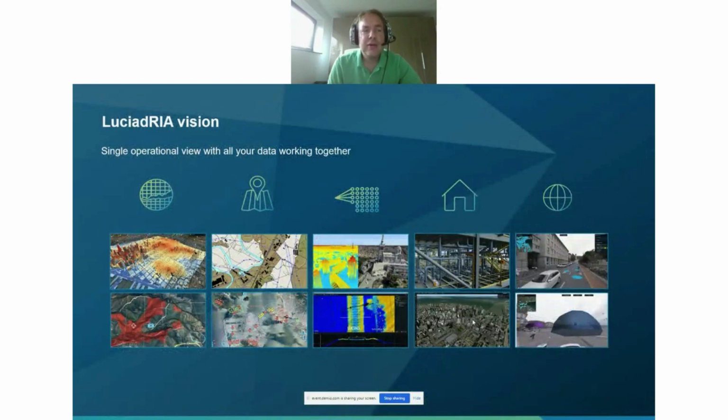So a core vision behind LuciadRIA, and in fact of the complete Luciad portfolio, is bringing your data together and provide you with a single operational view. So this can be any data source or data type, including terrain, imagery, vector features, real-time information coming from sensors, 3D meshes, point clouds, and even panoramic imagery. And as you can see in the pictures here, this can be applied in many domains, such as smart cities, safety and infrastructure, logistics, maritime, aviation, architecture, and much more.